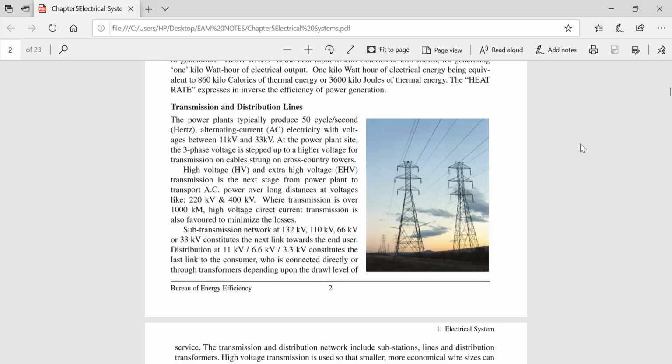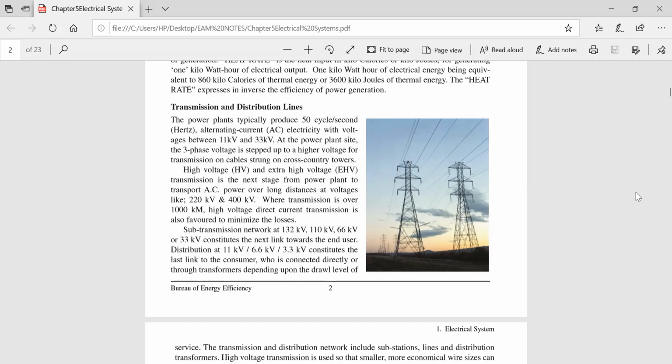In transmission lines, from the generation, the voltage is stepped up by a step-up transformer and sent to the transmission system. High voltage and extra high voltage will be the next stage from the power plant. The power plant transfers AC power over long distances, like 220 kV or 400 kV, and when the transmission is over 1,000 kilometers, we use high voltage direct current transmission, which minimizes the losses.